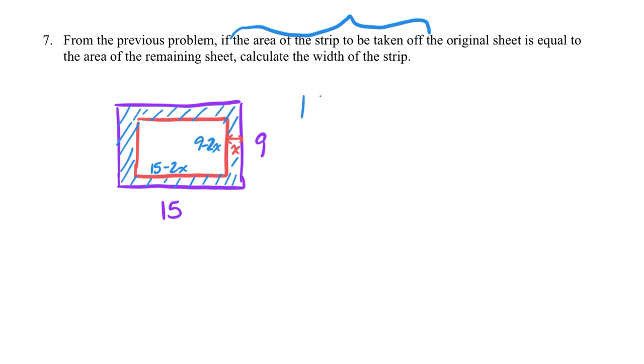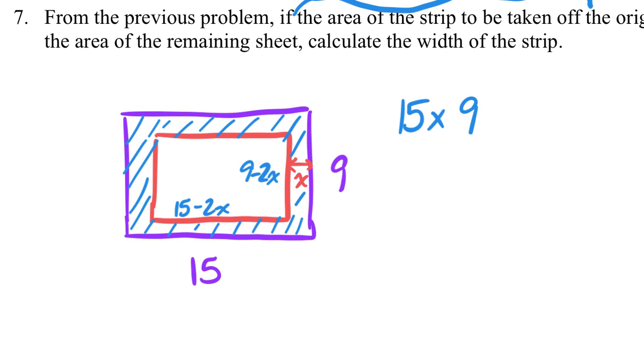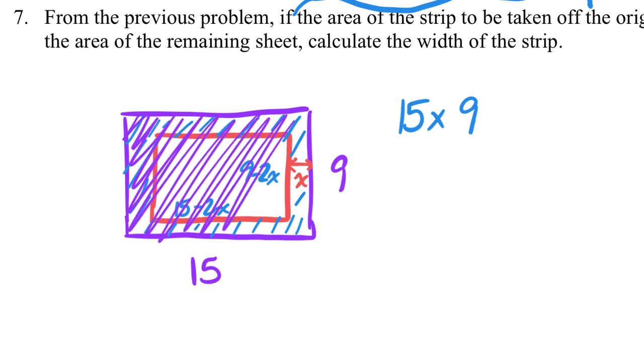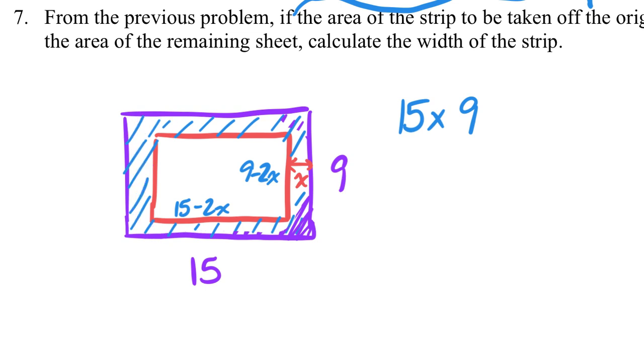Well, that could be the whole purple rectangle. I want you to imagine that that purple rectangle is shaded in everywhere. And then what I'm going to do is now subtract out the red. I'm going to pull that whole rectangle out. When I do that, it leaves me with just the blue shaded in part.